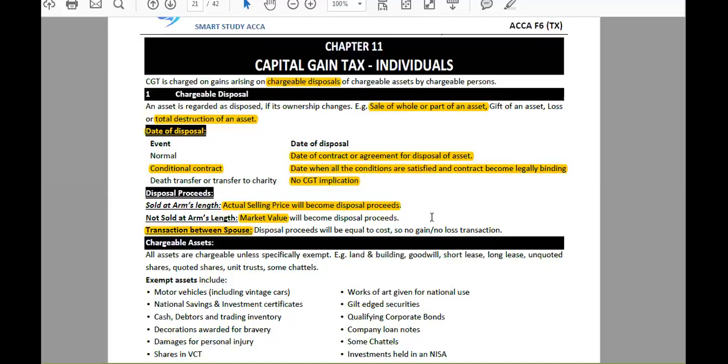So students, if there is a transaction between husband and wife, we will ignore the selling price. Even though husband and wife are selling the asset at market value, still we will ignore the selling price. In that case, disposal proceeds will be equal to cost. So there will be no gain, no loss.